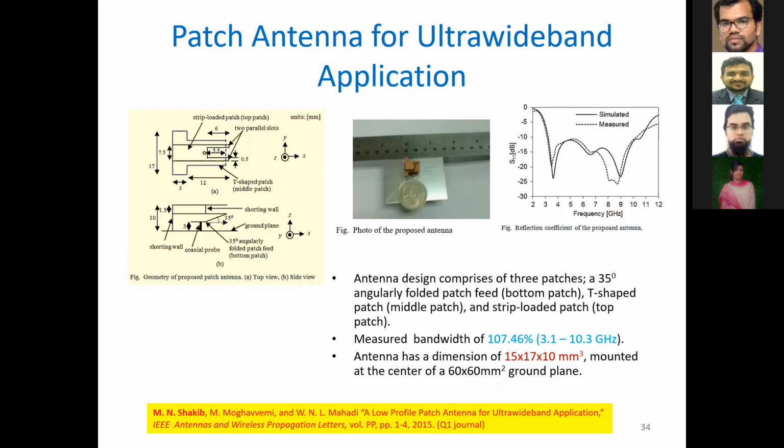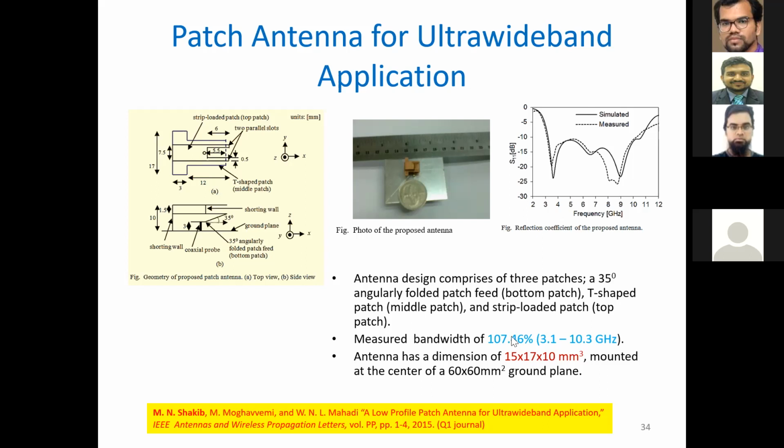So here, a pretty good antenna you can see was already published in IEEE in 2015. The amazing thing is that the antenna is very compact. It's 15 by 17 by 10 millimeter cube. You can see it's much smaller than a 50 cent coin. In the left figure, you can see the angular development of the folded patch feed, the benchmark of the design. In such a way, it reduced the construction area. On the right side of the figure, you can see the reflection coefficient simulation and measured results. You can see that about 3.1 to 10.3 gigahertz, which is 107% bandwidth, is covered.